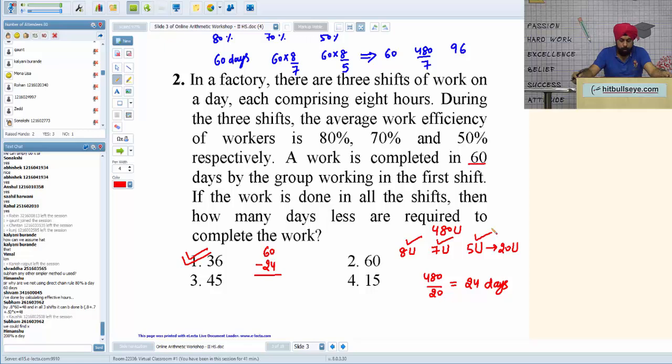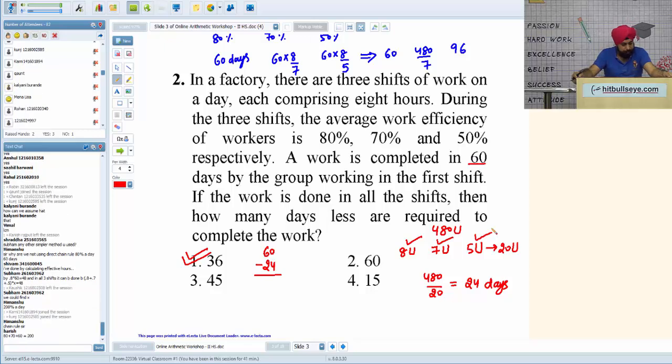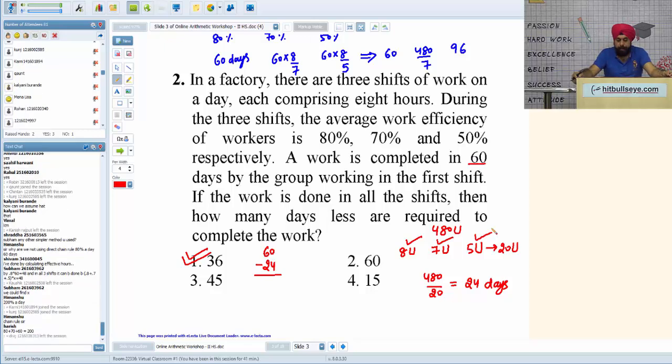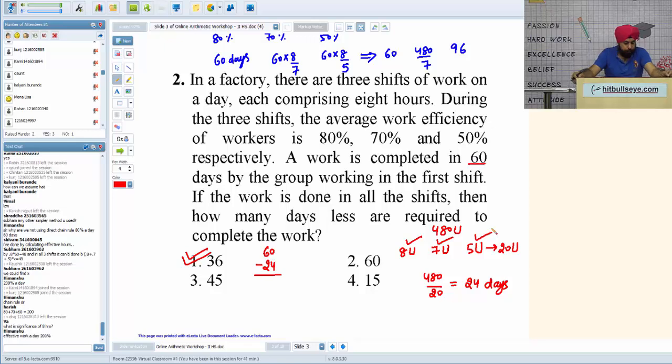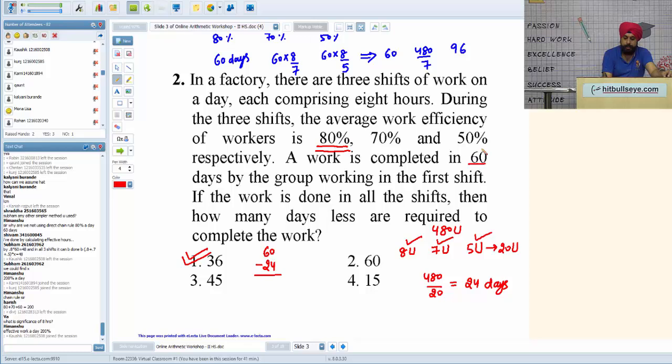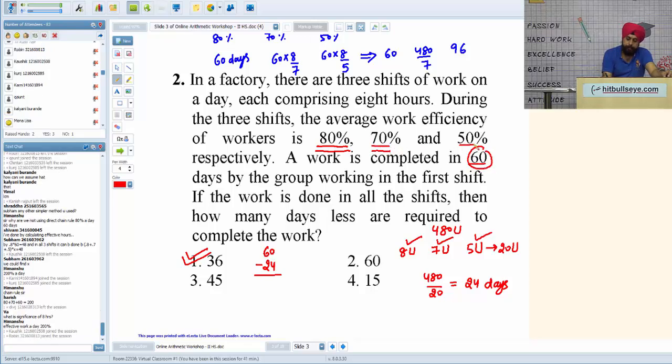200% a day. Himanshu, what do you want to convey? Please say it again. Yeah, that's great. It's another method which is working very wonderfully here. Effective work a day is 200%. Now he says when you work at effective rate of 60%, you finish it in 60 days. And the sum of the percentages is 80 plus 70 plus 50 is 200.